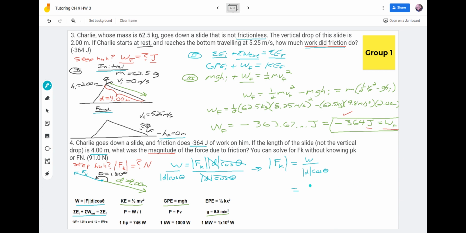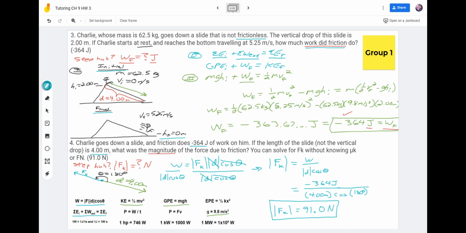So the work that is done, well, that's negative 364 joules. The magnitude of the displacement, he has gone 4 meters. So that is 4.00 meters times cosine of theta. Well, what is theta? Theta is 180 degrees. Cosine of 180 degrees ends up being negative 1. So if you do this in the calculator, take minus 364, divide by 4.00, and divide by cosine of 180. And you end up with positive 91. And if we're keeping 3 sig figs, it should really be 91.0. It's a force, so it's going to have units of newtons. Put a box around it.